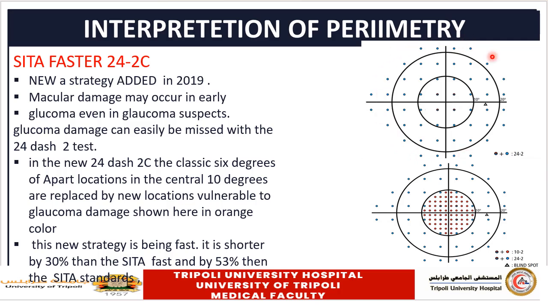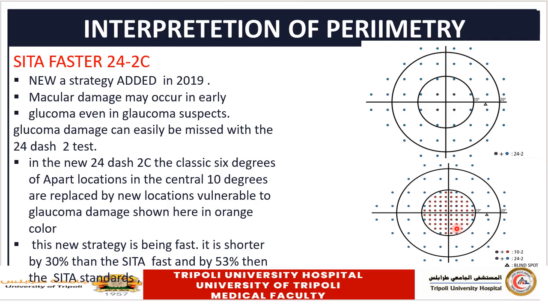Now, as you know, the 24-2 measures the central 24 degrees, and there are around 12 points in the central 10 degrees, and around 4 points only in the central 8 degrees. And in the 10-2, we have 68 points in the central 10 degrees.